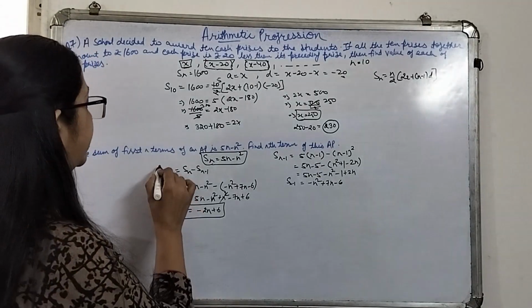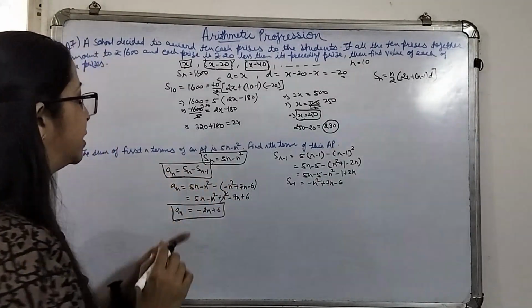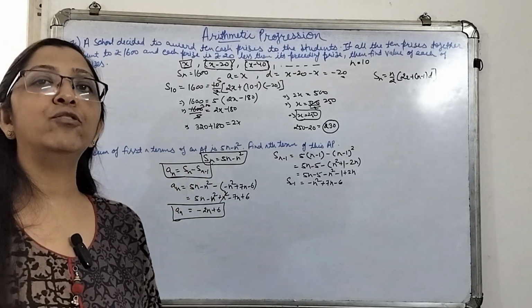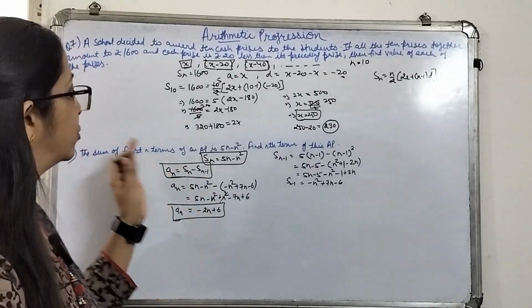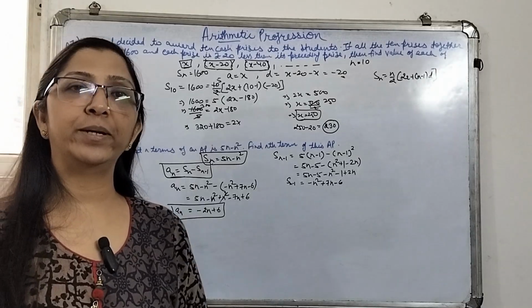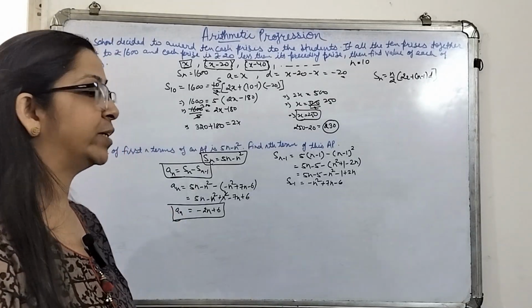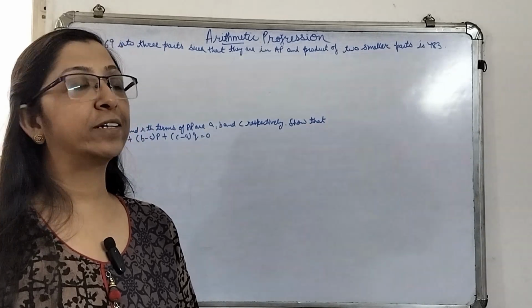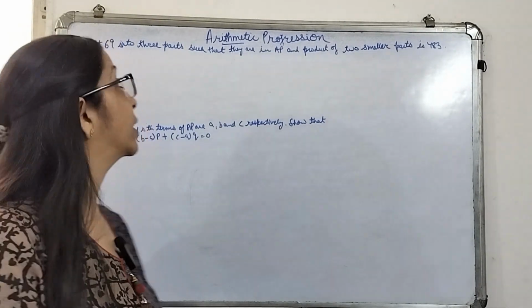So you must be knowing that the nth term of an AP can be found out by the sum of n terms minus the sum of n minus 1 terms. So this is how all these types of questions can be done. Hope you are getting how to solve these types of questions. Now let's see the last two practice questions from this chapter.